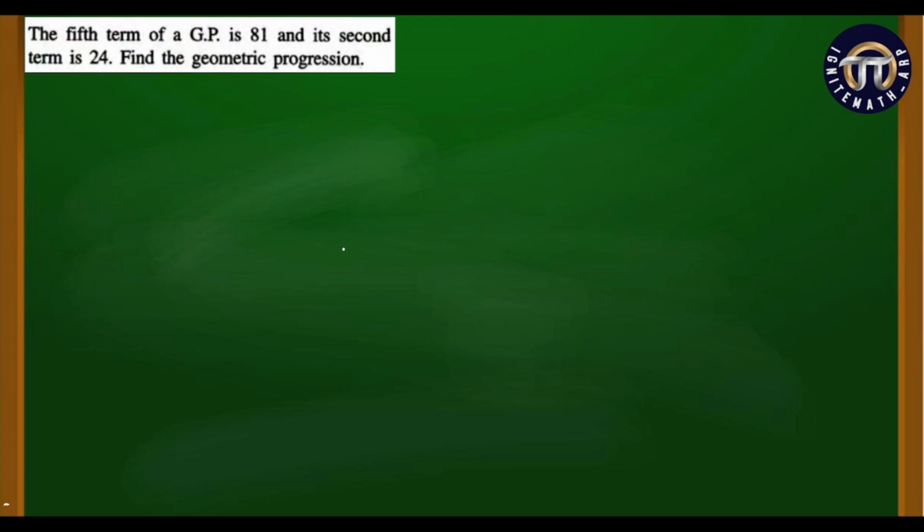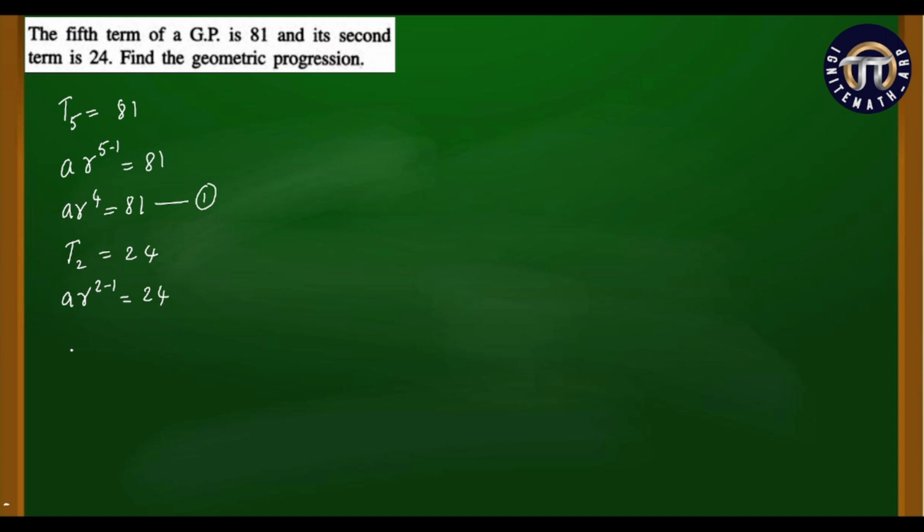Next question says the fifth term of GP is 81. So fifth term, in the sense T5, is equal to 81. Fifth term can be written as A into R to the power of 5 minus 1 is equal to 81. That is nothing but A R to the power of 4 is equal to 81. I'm just calling this equation 1. Later, its second term is 24. So second term is what? A into R to the power of 2 minus 1 is equal to 24. So I can say this is A R is equal to 24. Clear, children? I just call this equation 2.